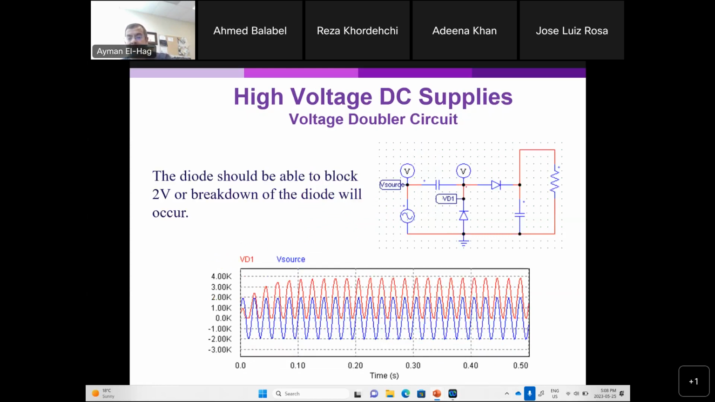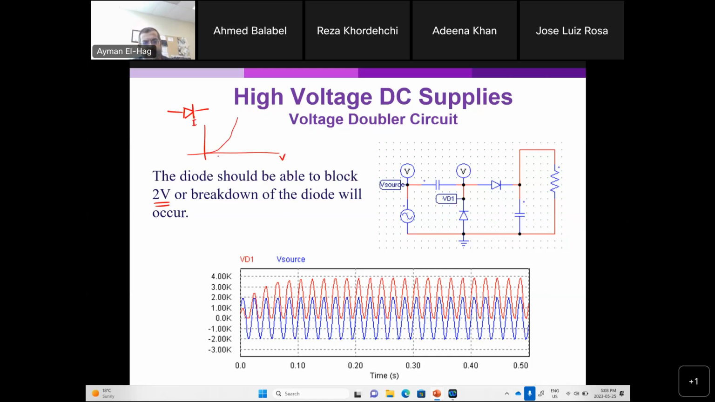Now, the voltage across the diode here, VD1, which is the red one, is double the voltage, 2V. The diode should be able to block that voltage. What do we mean by that? Let's again go back to the fundamentals. So this is the diode. If you are to draw the VI characteristic of the diode, it's like this. So this is your V, this is your I characteristic.